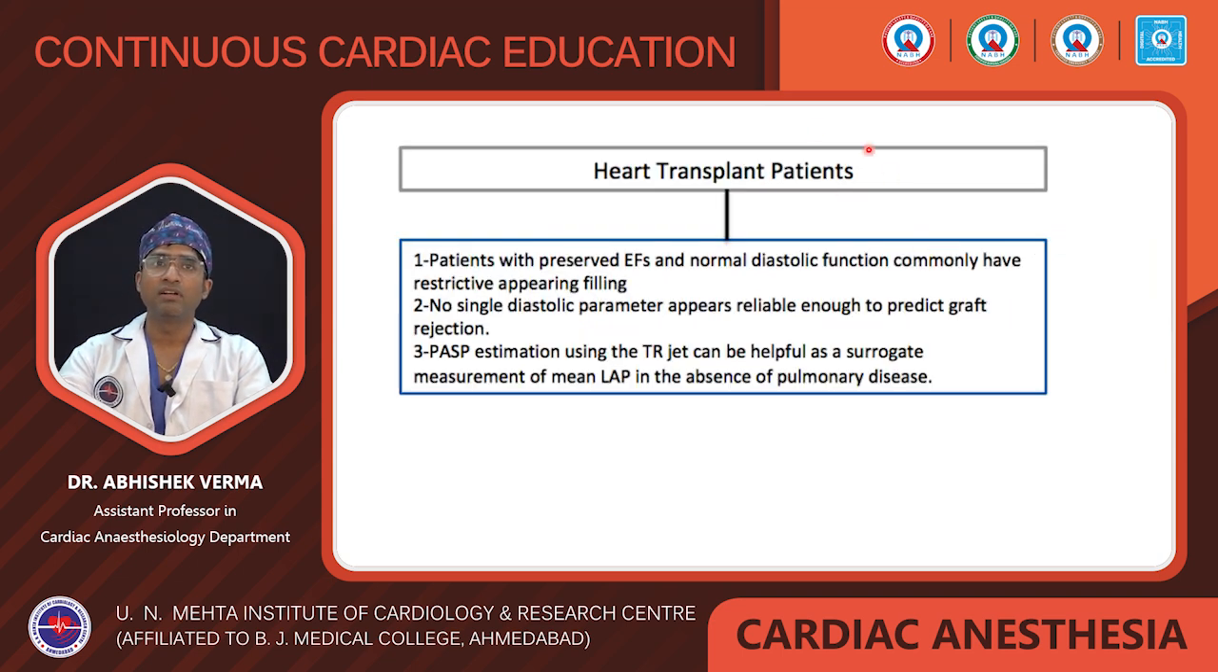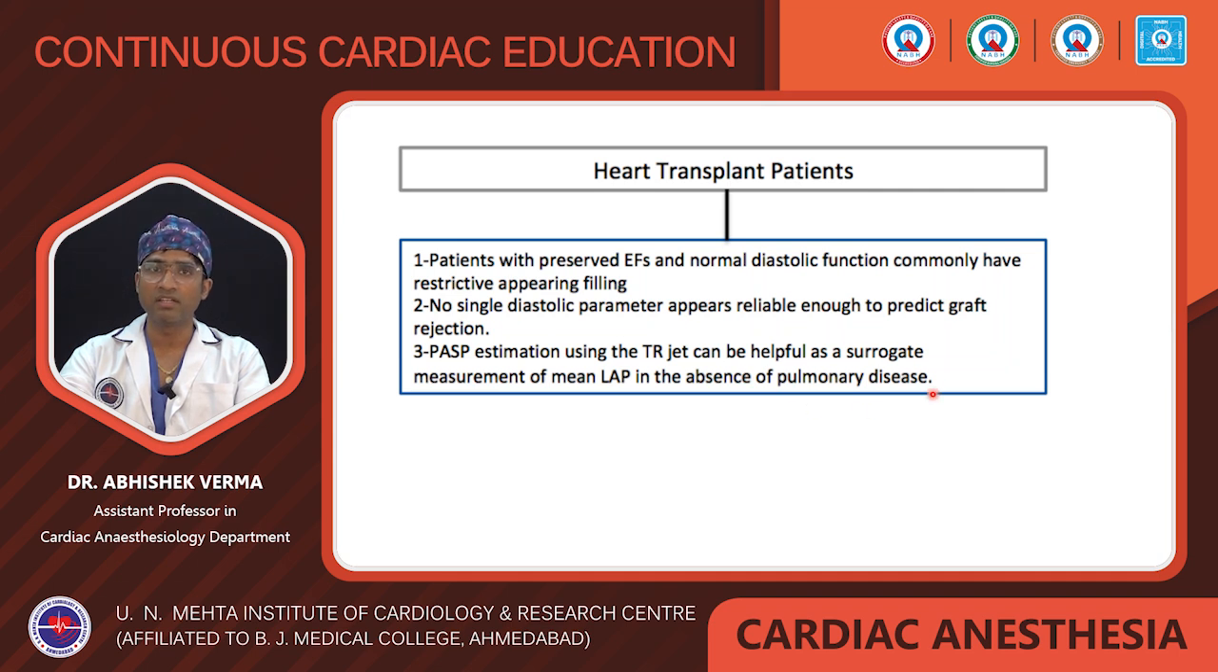And in patients with a heart transplant, what happened? Patients with preserved ejection fraction and normal diastolic function commonly have a restrictive-appearing filling. But there is no single diastolic parameter reliable enough to predict graft rejection till now. But pulmonary arterial systolic pressure estimation using the TR jet can help us as a surrogate measurement of the mean left atrial pressure in the absence of pulmonary disease.